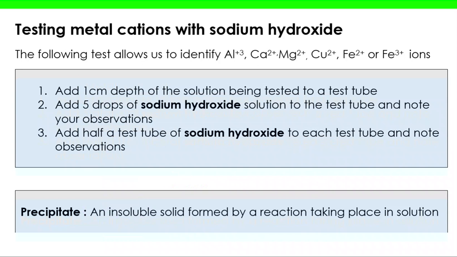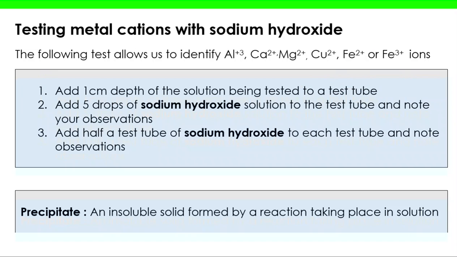Okay, now let's take a look at the second test for metal cations, that's positive ions. This one is carried out by adding sodium hydroxide. And you will need to remember the observations for all 6 of the positive ions listed at the top. The way we do it, we take a centimetre depth solution of what we're testing, so an aluminium salt, calcium salt, magnesium salt, copper salt, iron 2 salt, or an iron 3 salt.